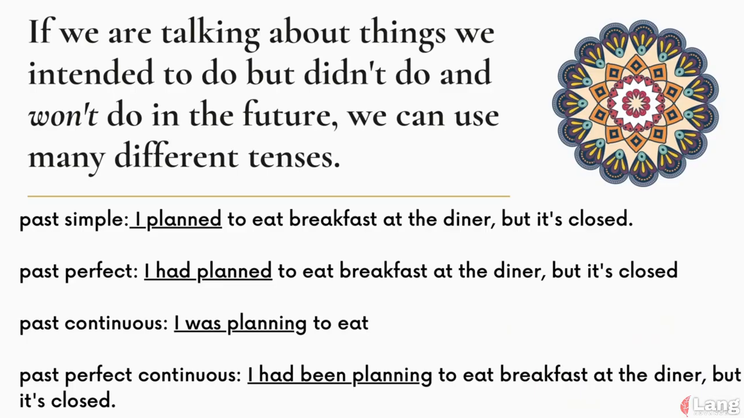If we are talking about things we intended to do but didn't do and won't do in the future, we can use many different tenses. In this situation, you have a lot of options. Past simple: I planned to eat breakfast at the diner, but it's closed. Past perfect: I had planned to eat breakfast at the diner, but it's closed. Past continuous: I was planning to eat breakfast at the diner, but it's closed. Past perfect continuous: I had been planning to eat breakfast at the diner, but it's closed. So it's kind of funny, in this particular situation, you can use 4 different tenses.